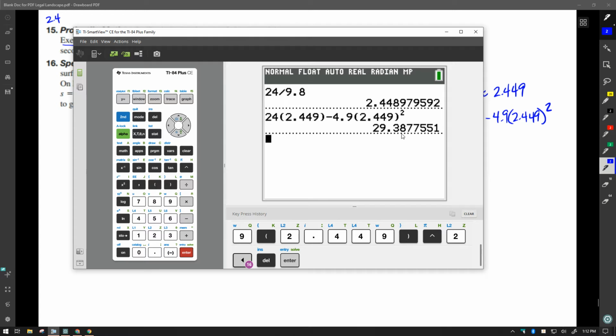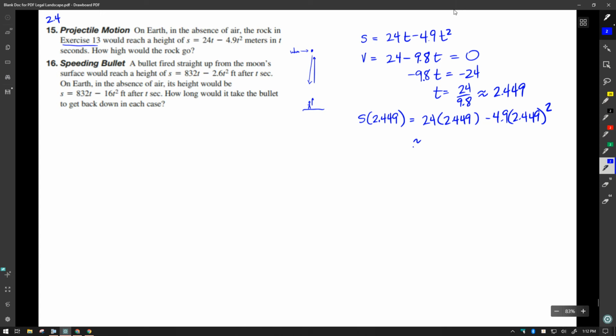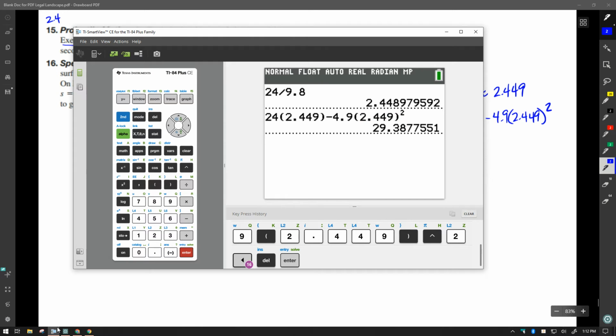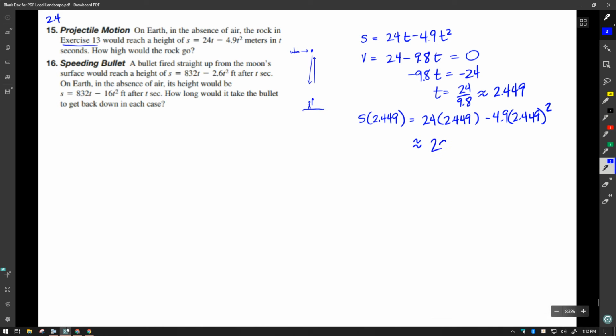And it's going to be 29.388. And we're in meters here. Meters. How high would the rock go? Just about 30 meters in the air. So that takes us to number 16 about a speeding bullet.